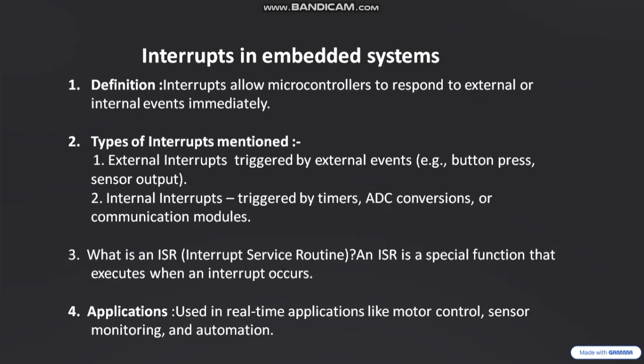Interrupts in embedded systems. Interrupts allow the microcontroller to respond immediately to important events. Instead of continuously checking for an event, the microcontroller can perform other tasks. When an interrupt occurs, the normal program stops and an ISR is executed. External interrupts come from switches or sensors. Internal interrupts come from timers, ADC and communication modules. Interrupts are very important in real-time systems.